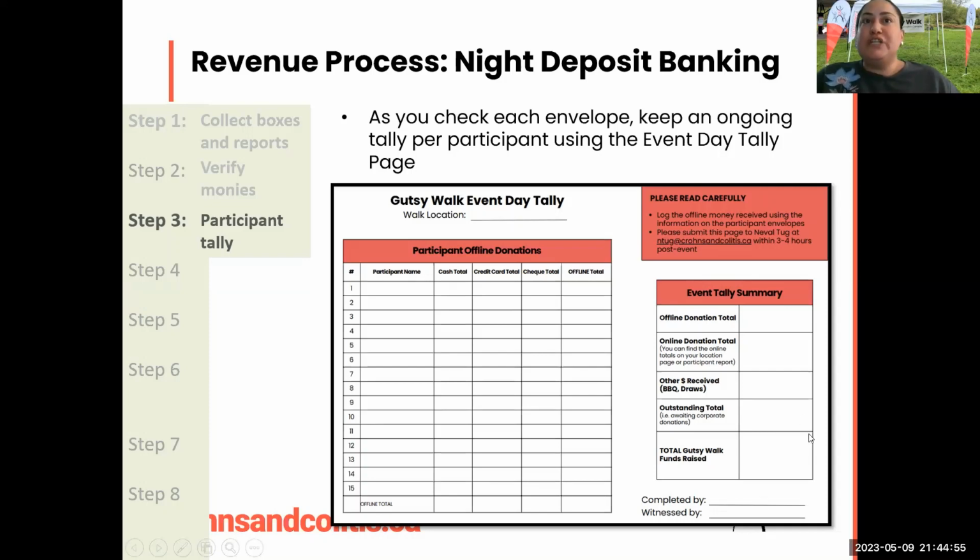You will share this total with the MC, and then they can announce it at the end of the event, during the closing ceremony, so everyone will know how much your location raised. You will need to sign this, as well as the witness. Then this form needs to be sent to us within 3 to 4 hours post-event, because that's how we will know how much each location raised, and we can start calculating the event day totals for everyone.